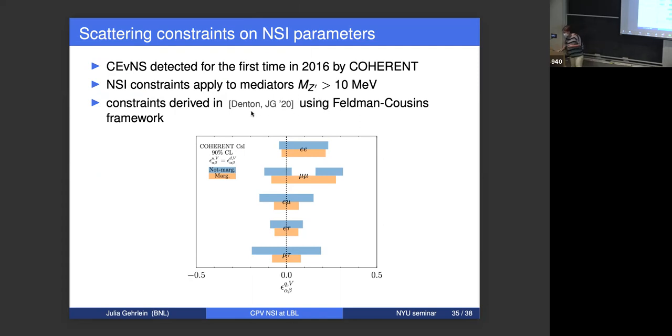Then in this publication, together with Peter Denton, we looked at the data and used the Feldman-Cousins framework to derive constraints. If you only focus on the blue constraints, not marginalized means we're only looking at one NSI parameter at a time. And you see that the off-diagonal NSI parameters are constrained from CEvNS to around epsilon smaller than 0.2, maybe 0.1 for epsilon e tau. So again, all these scattering processes can give you constraints, and they are in fact complementary to constraints from oscillation experiments.